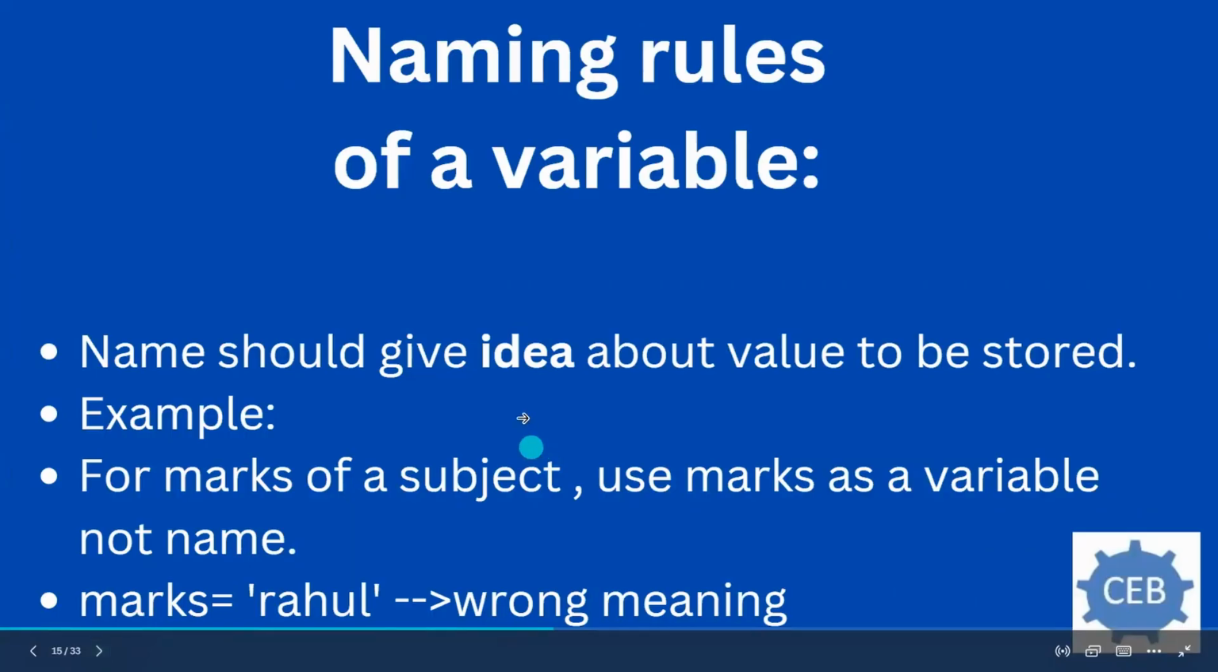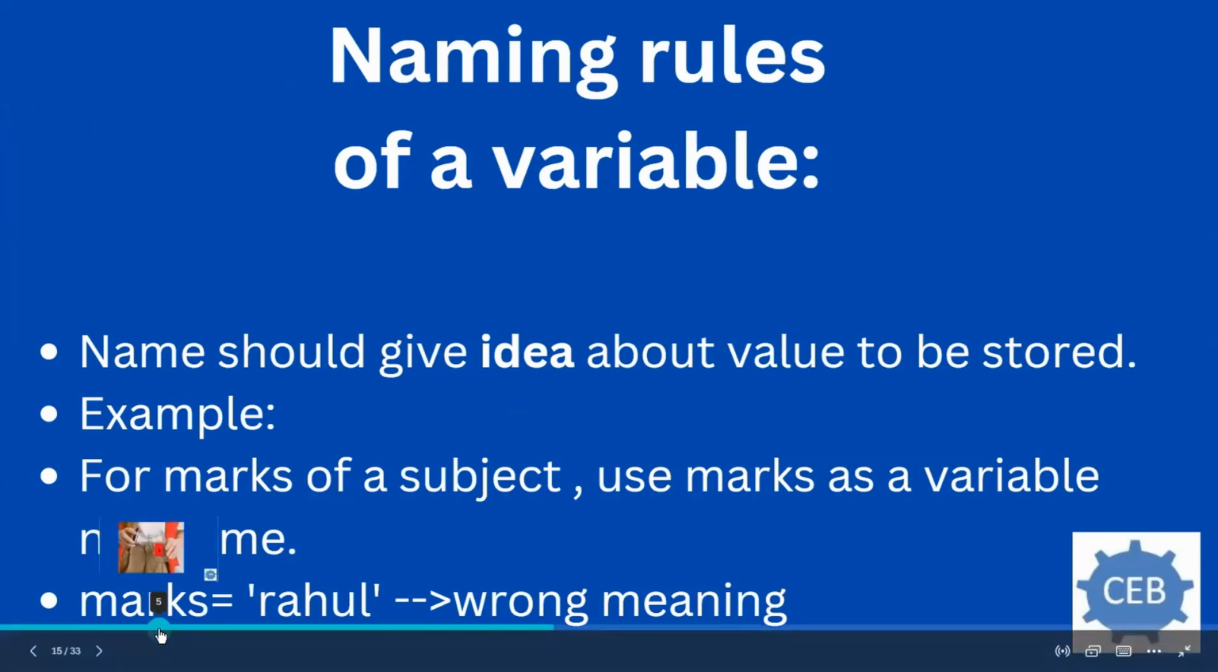The name of the variable should be such that it reflects the features of the variable. Suppose I'm having a container containing water, so the name of the variable will be water. But suppose I'm putting a solid inside it, so the feature is not matching the name of the label. So we have to be very careful while assigning the name to a variable.